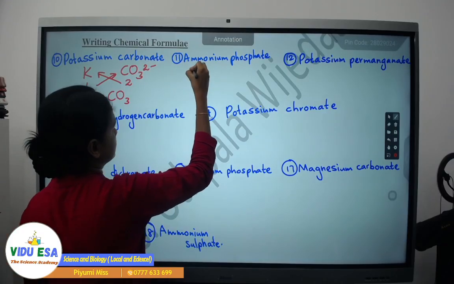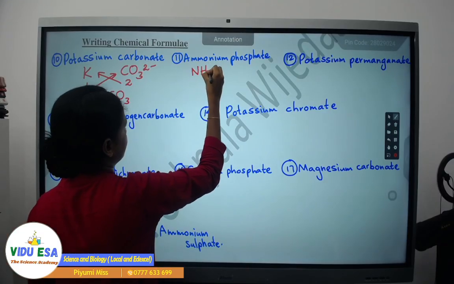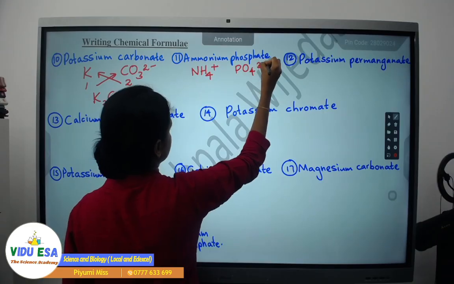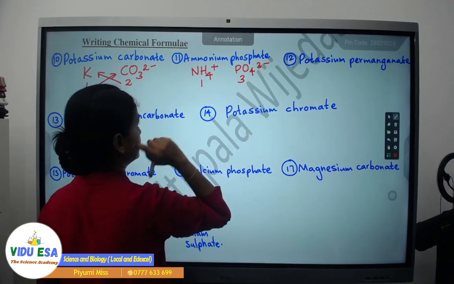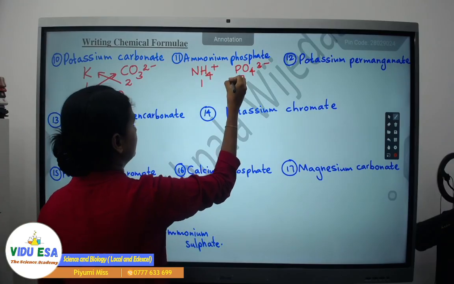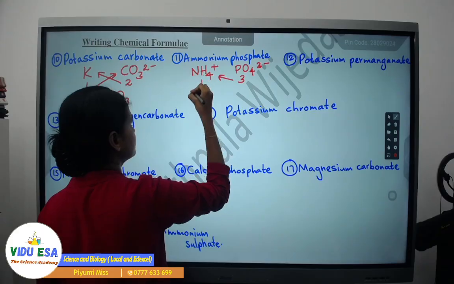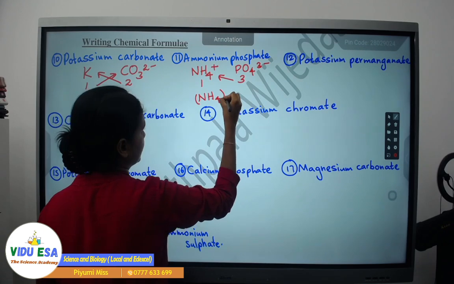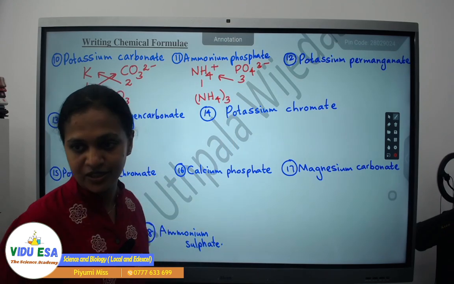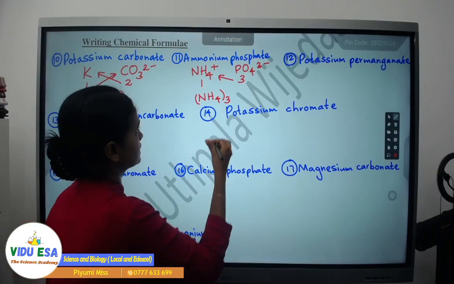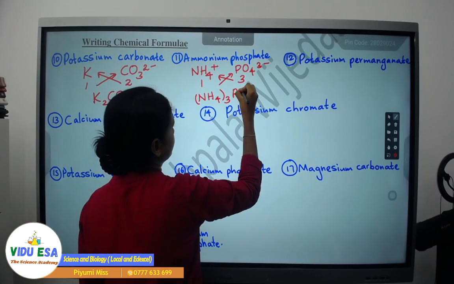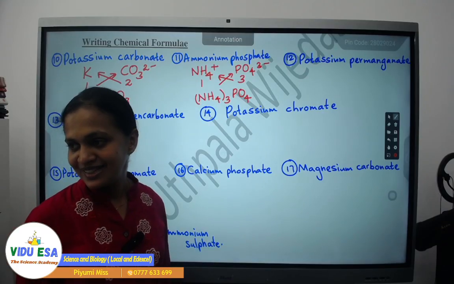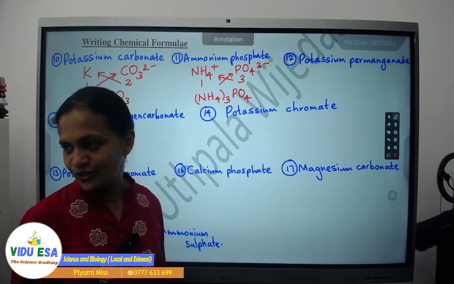Ammonium phosphate. They both are radicals there. Ammonium NH4 plus, phosphate PO4 3 minus. So this is valency 1, this is valency 3. Once you exchange, this 3 belongs to ammonium. There you have to put a bracket for ammonium, NH4 within brackets. Outside the brackets, you put number 3: (NH4) thrice, then PO4. Check those who wrote it that way. (NH4) thrice PO4. Very good.